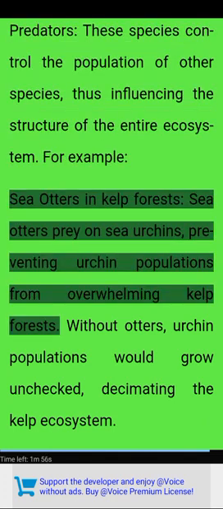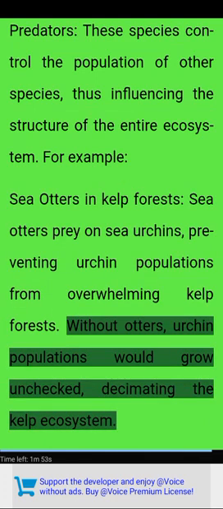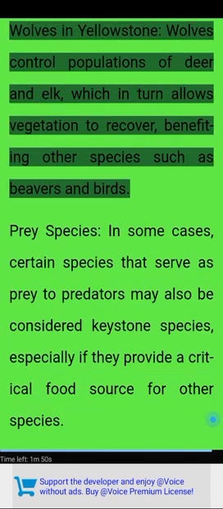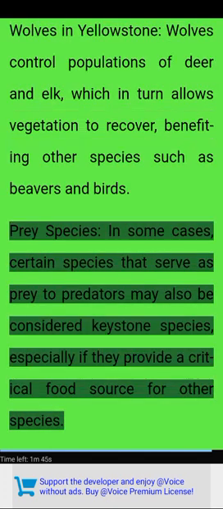For example, sea otters in kelp forests. Sea otters prey on sea urchins, preventing urchin populations from overwhelming kelp forests. Without otters, urchin populations would grow unchecked, decimating the kelp ecosystem. Wolves in Yellowstone. Wolves control populations of deer and elk, which in turn allows vegetation to recover, benefiting other species such as beavers and birds.